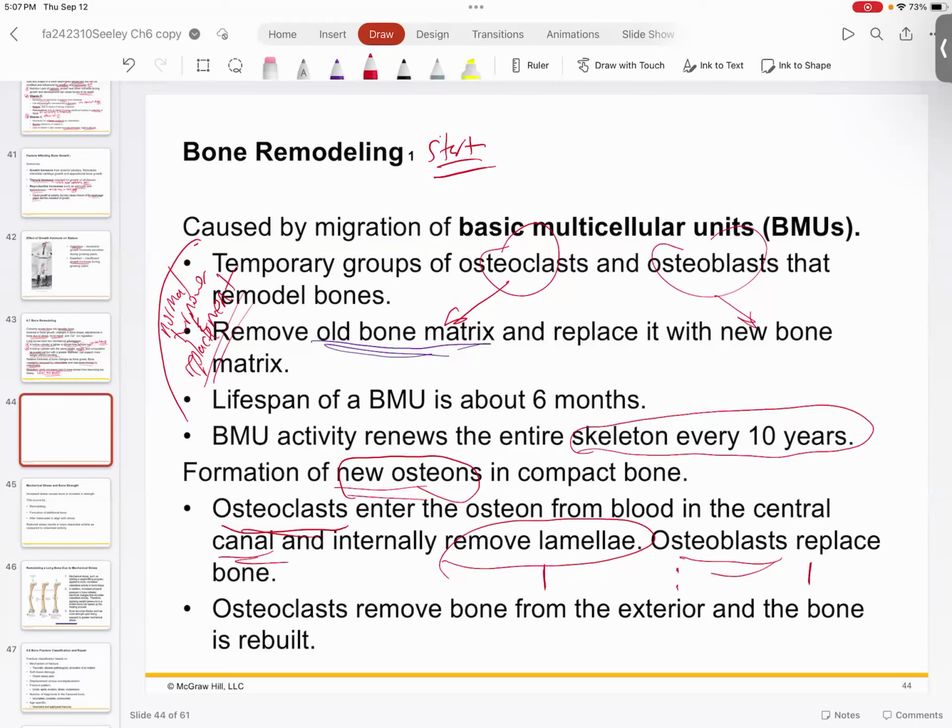What this means is that the osteoclasts are removing bone and the osteoblasts are replacing it. So there's an inherent balance between the osteoclastic activity and the osteoblastic activity.